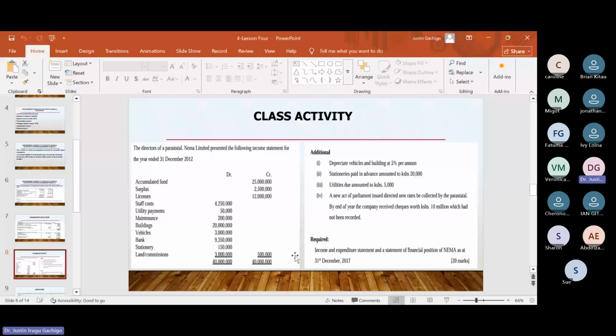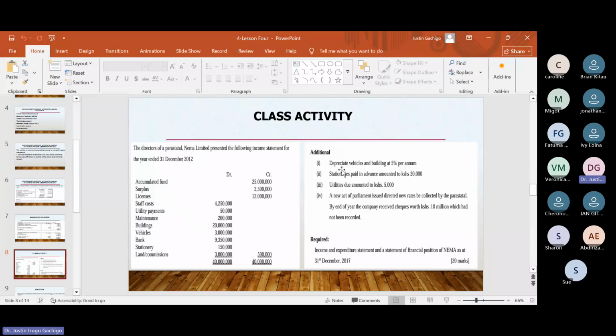Thank you. So the director of a parastatal, NEMA Limited, presented the following income statement for the year ended 31st December 2012. We have accumulated fund, 25 million. Then we have surplus 2.5, license 12 million, staff cost 4.2, utility payment, maintenance, all that. Then we have additional information.